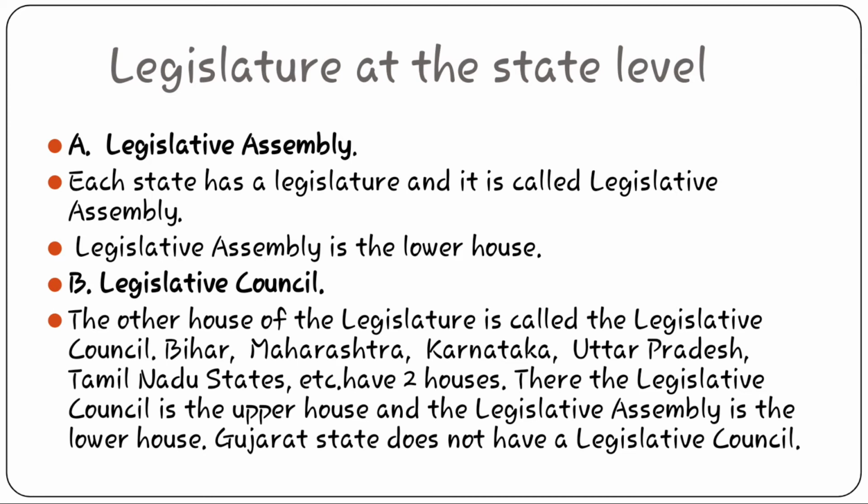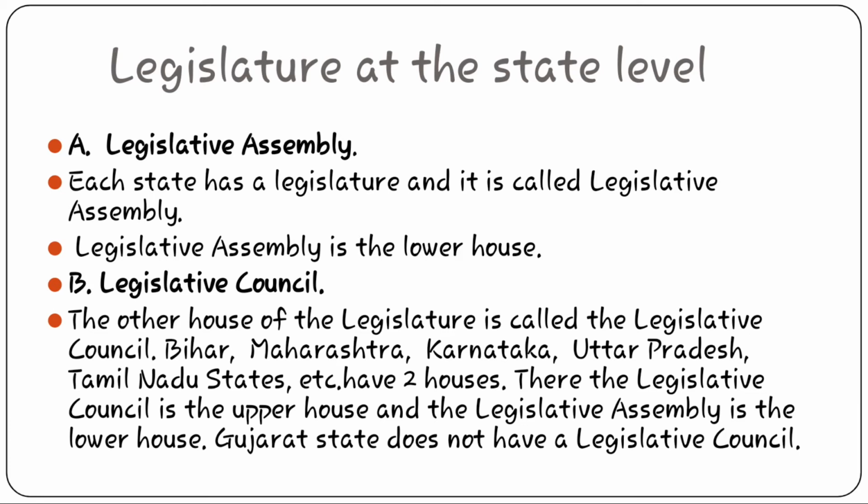Now, Legislative Assembly. Each state has a legislature and it is called the Legislative Assembly. The Legislative Assembly is the lower house. Legislative Council, here bicameral, this is what we are talking about. The other house of the legislature is called the Legislative Council. States like Bihar, Maharashtra, Karnataka, Uttar Pradesh, Tamil Nadu, etc. have two houses. There, the Legislative Council is the upper house and the Legislative Assembly is the lower house. Gujarat state does not have a Legislative Council.